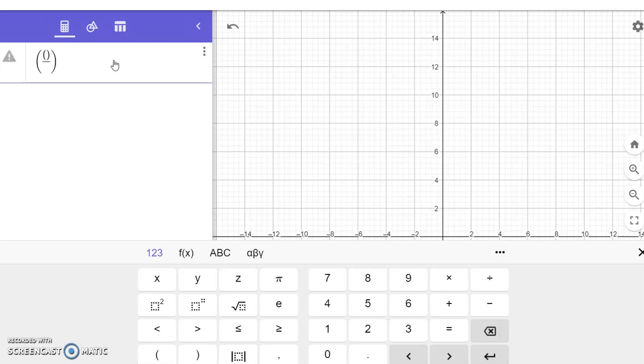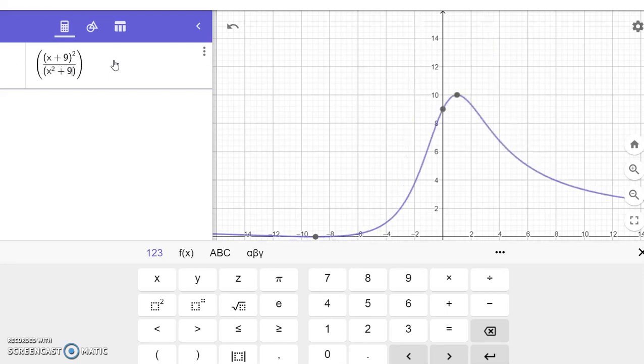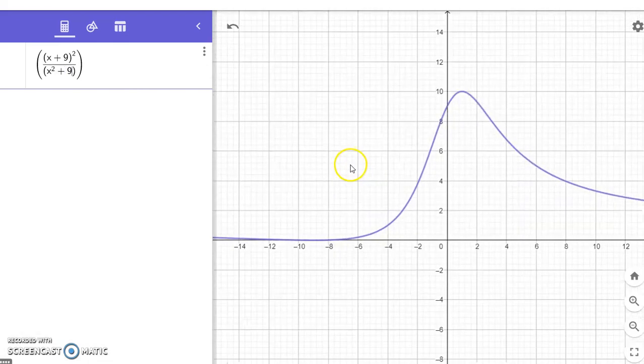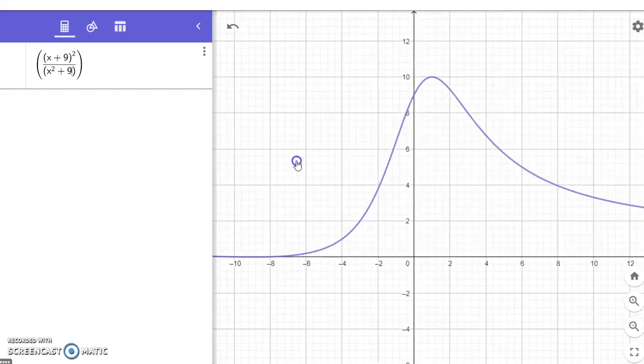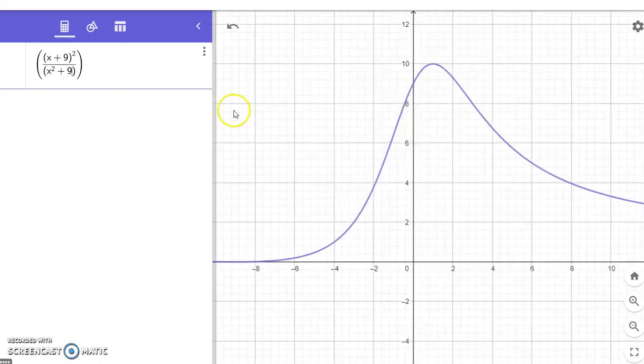So let me see if the hardest part of this is just typing this in right. Okay, so this is (x plus 9) squared over x squared plus 9. All right, moment of truth. This is also kind of nerve-wracking because, hopefully we did it right. All right, so here we go. There's our graph, and here's our first point.